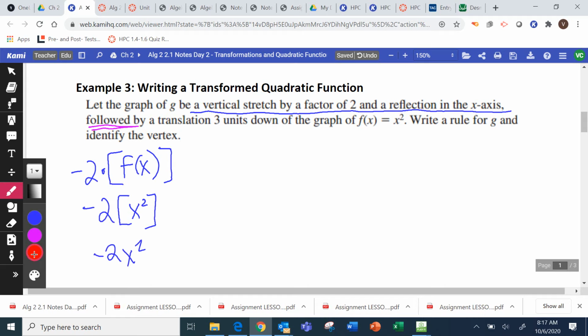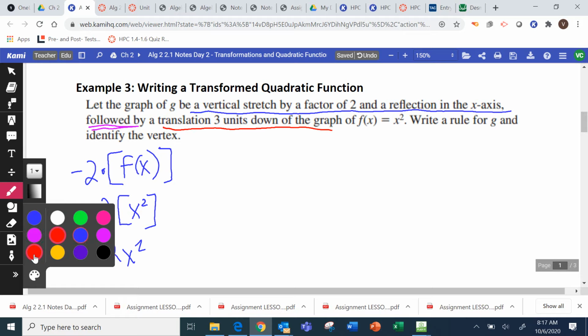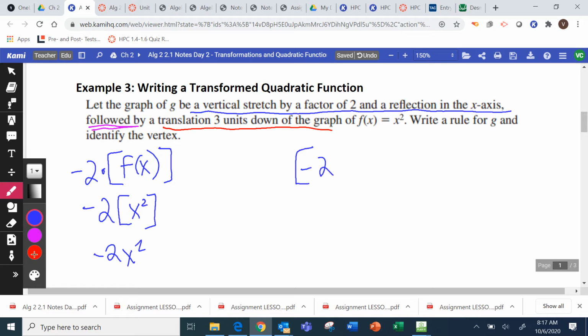The second part now says translate 3 units down. So my second part, translate 3 units down. So I'm going to take that first part, and I'm going to translate 3 units down. That goes on the outside of the equation. You see I've showed this is the equation here. That minus 3 goes on the outside of the equation.